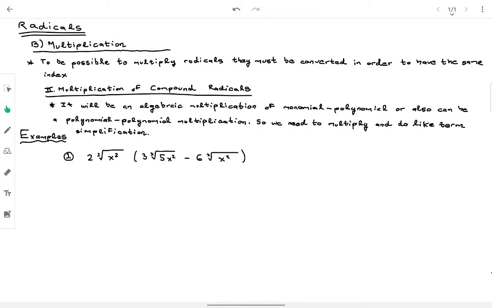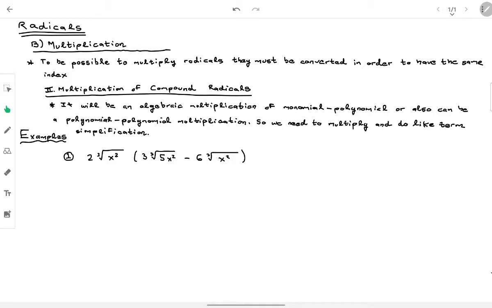So let's see some exercises and we will see it's very similar to the multiplication of the ones that have a common index. But instead of doing it one time, we will do it many times. And if we have like terms, of course, we can simplify them. So let's see the first example. In this case, we have a monomial that is this radical multiplying a binomial that is inside this parenthesis. So what will happen here is that this one will multiply this one, and after that this one will also multiply this one.